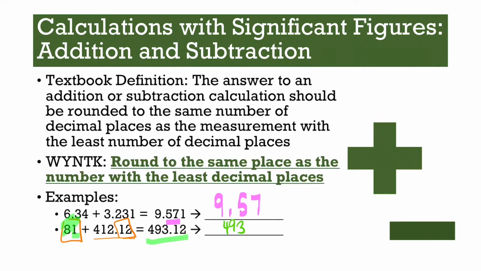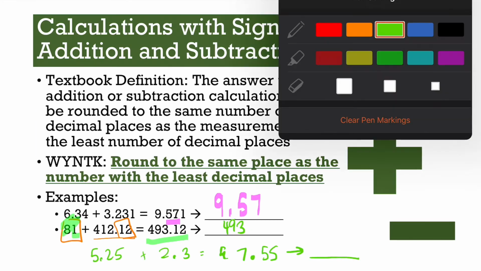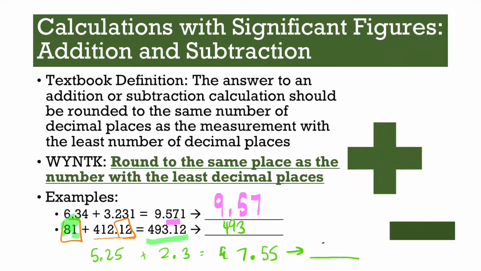Okay. So now try this one. If we had 5.25 plus 2.3, that gives us 7.55. But how would you round that using significant figures? So hopefully you said it would be rounded to 7.6. Because again, this number has one decimal place, this one has two, so your answer should have one decimal place.